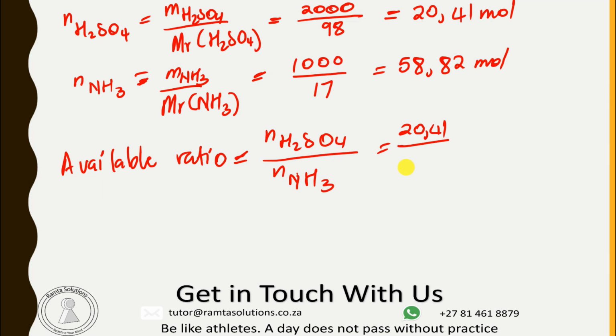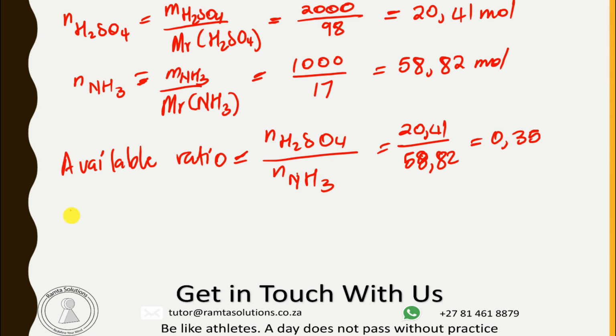This is 20.41 over 58.82. What is this? This is 0.35. Okay, this is 0.35.